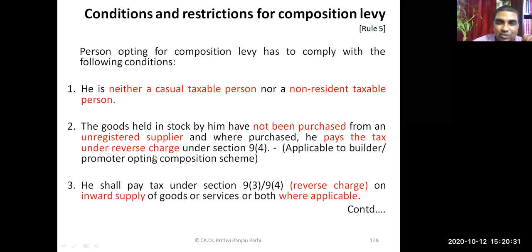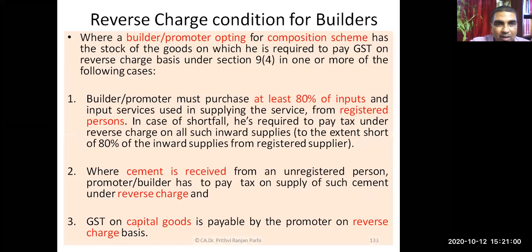Okay. So if he's a builder or promoter and he's planning to obtain the composition scheme, then he has to see that goods held in stock by him have not been purchased from an unregistered supplier, or where purchased, he pays the tax under reverse charge. If at all he has purchased from an unregistered supplier, he has to pay tax on reverse charge. On this condition, I will elaborate. Let me show you in which situation this condition is applicable. When we were discussing GST in the real estate sector, we learned that the builder or promoter opting for the composition scheme has to ensure these conditions. It is only for builders and promoters. What is the first condition? Builder promoter must purchase at least 80% of the input or input services from registered persons.